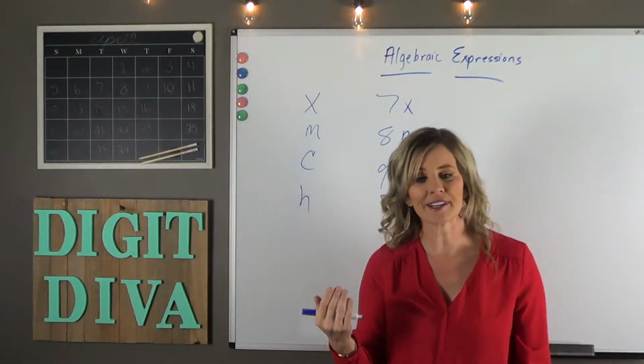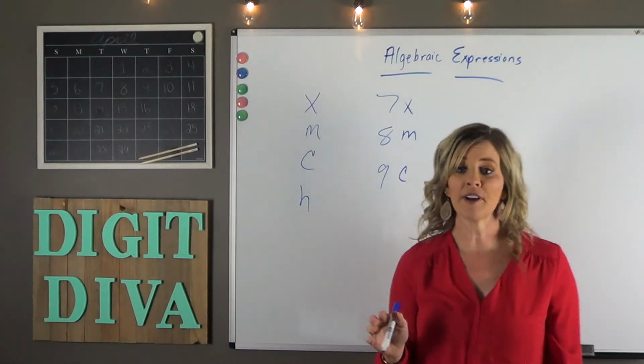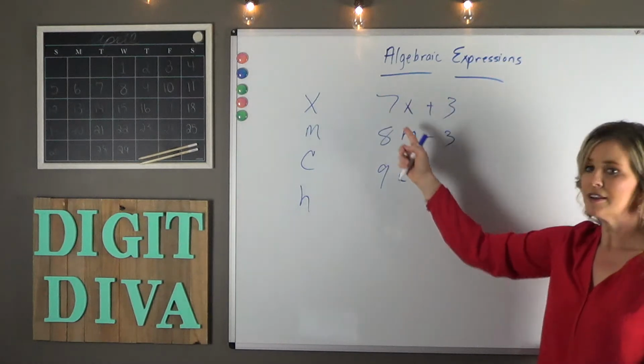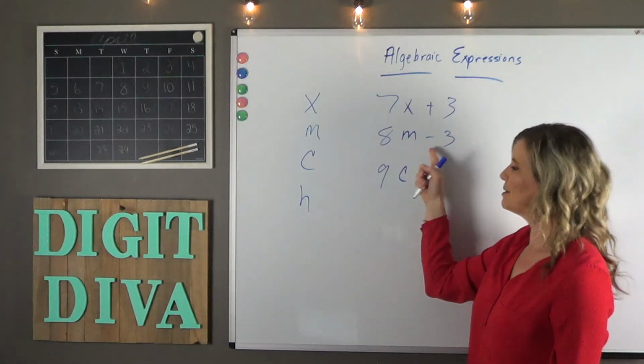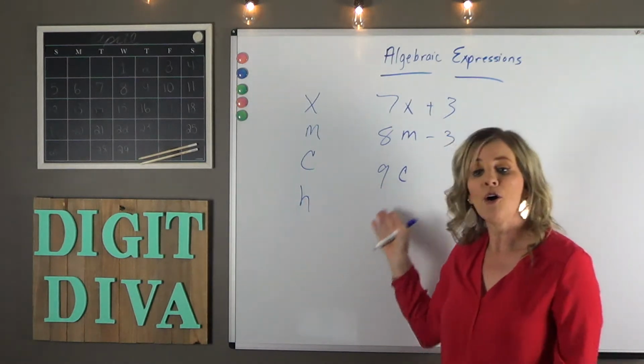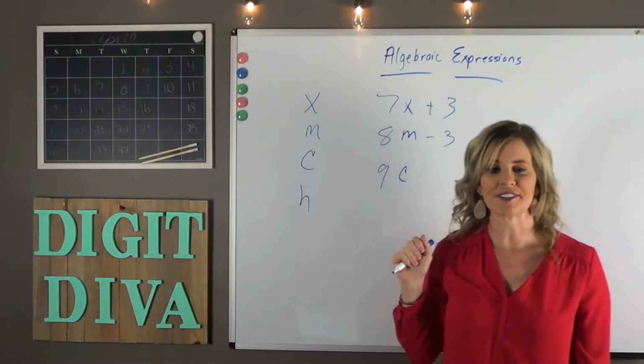Okay? And an algebraic expression has one or more variables. So these guys are algebraic expressions. Okay? 7x plus 3, 8m minus 3, 9 times c. So those guys are all examples of algebraic expressions.